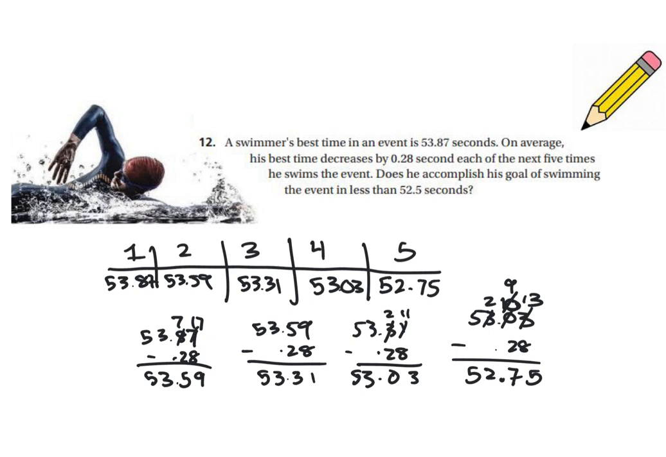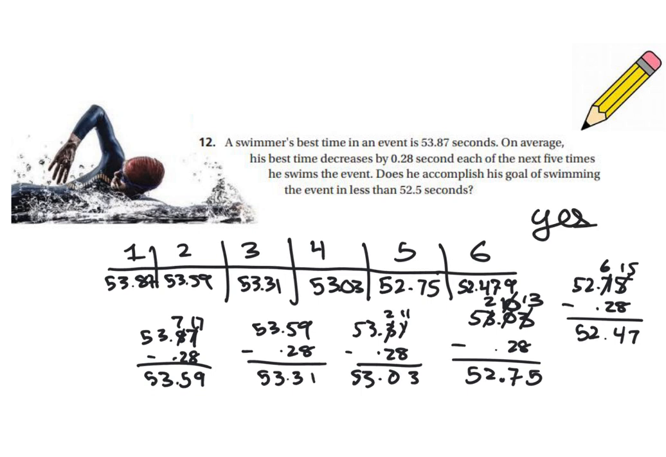On average, if it decreases by 0.28 each of the next 5 times, does he meet his goal? Oh, it looks like we need to go one more, because the next 5 times would be all the way to his 6th race. So now we're at 52.75 minus 0.28. So 52.47. After his sixth event, which would be after 5 more races, and it says his goal was to be 52.5 seconds. So we would say yes.